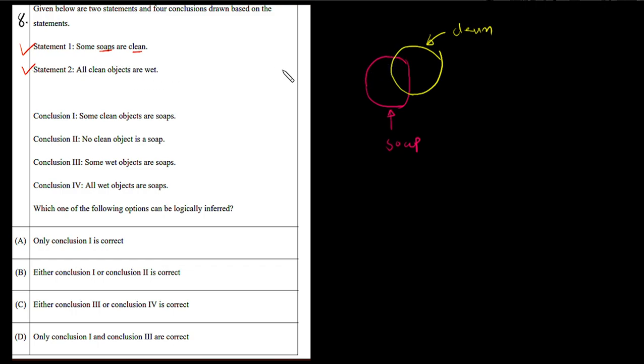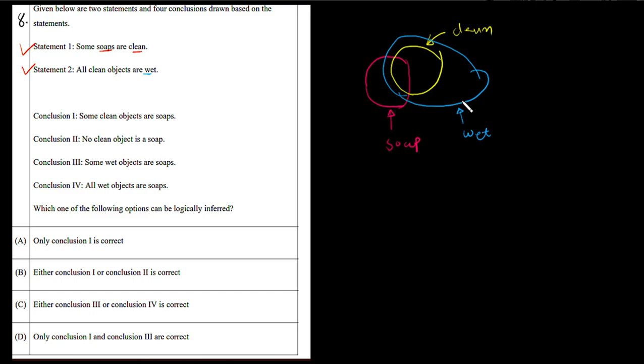So now if I wanted to draw the third circle which represents the wet things, I must draw the third circle in such a way that this yellow circle is completely included in that circle, because only then is this second statement going to be correct. All clean objects are wet. So now let's draw the third circle which represents the wet objects. In this way I am drawing the rough diagram here. Simply I can say this bigger circle represents the wet things.